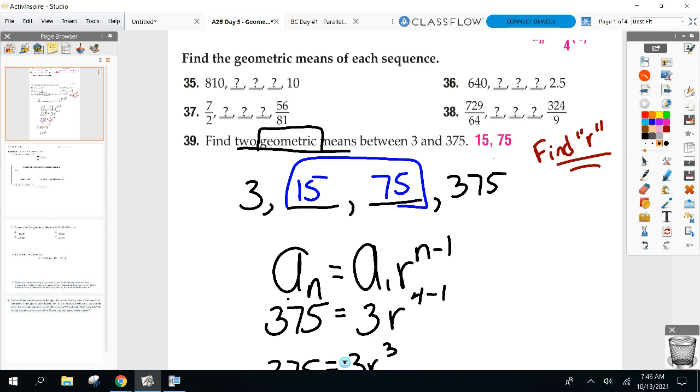Quiz, test on Friday. Geometric mean question. Right below it, arithmetic means. Okay, so find the 2 missing terms in a geometric, find the 2 missing terms in an arithmetic. Other questions you want to go over? Let's keep going. Anything else?